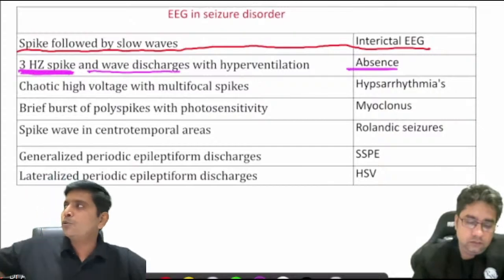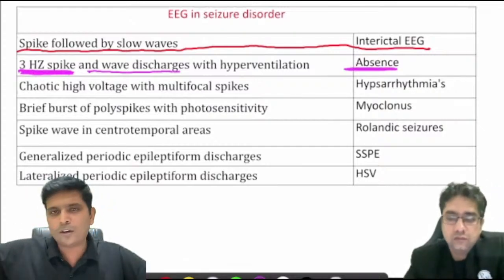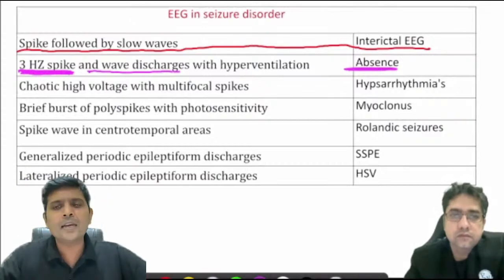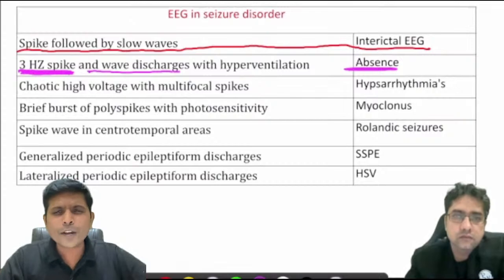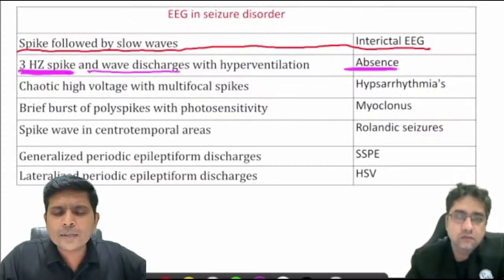That means what? You see 3 tsunami waves and then one normal wave. This is called absence seizures. Okay. Now, what is called hypsarrhythmia?